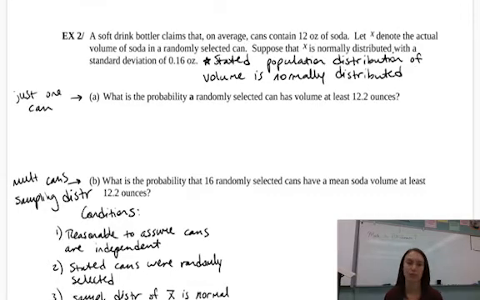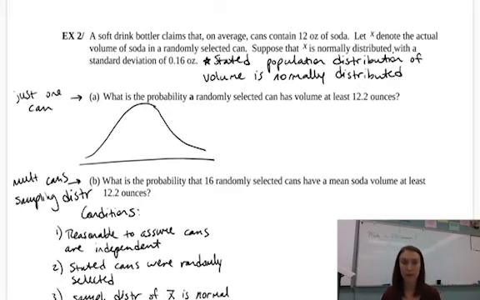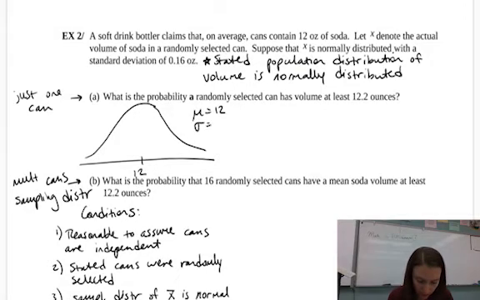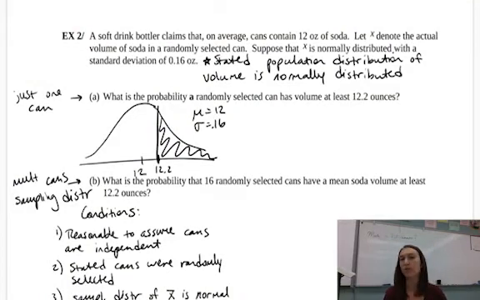Part A is going to be review. So this is just if we are selecting one randomly selected can, we want to know the probability that the volume is at least 12.2 ounces. So we know that it's normal. I would suggest always drawing a normal curve. So make a picture, make a picture, make a picture. It's super important. And let's see, we've got 12 ounces here, so our mean is 12. Standard deviation is 0.16. So if I want at least 12.2, and at least means that or more, this would be what my picture looks like.